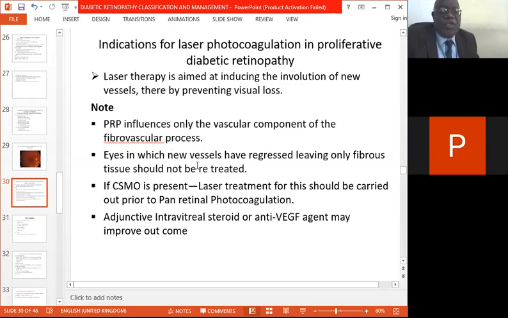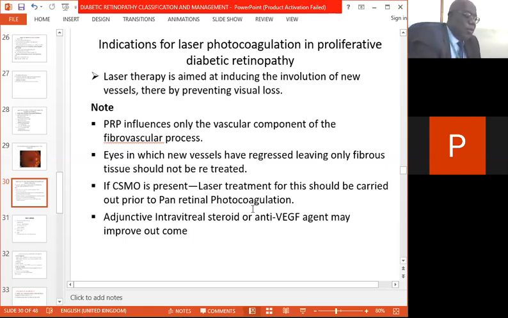Eyes in which new vessels have regressed, leaving only fibrous tissue, should not be retreated because they are not achieving anything new, nothing much. If cystoid macular edema is present, laser treatment of this should be carried out prior to panretinal photocoagulation.